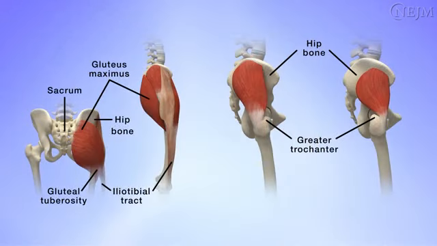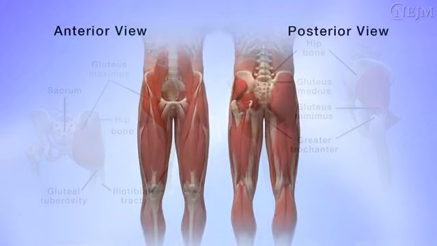Laterally, the gluteus maximus inserts on the iliotibial band and gluteal tuberosity of the femur. The gluteus maximus is responsible for extending the hip and laterally rotating the hip. The gluteus medius and minimus insert on the greater trochanter of the hip, abduct the leg, and are a common source of lateral hip pain.